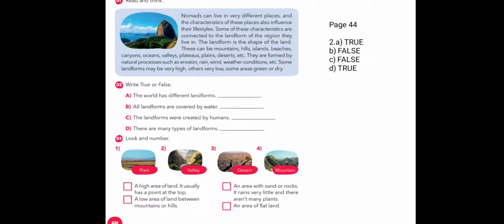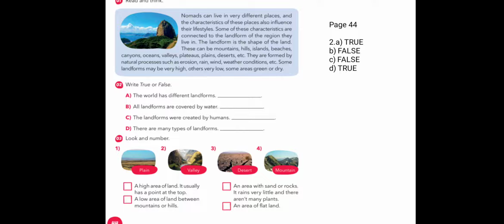So A. The world has different landforms is true because we have plains, deserts, mountains, valleys, so it's true. B. It's false because not all landforms are covered by water. Like we have deserts that don't have any water. C. The landforms were not created by humans, so that's why it is false. The landforms, they are natural processes. And D. It is true. There are many types of landforms.